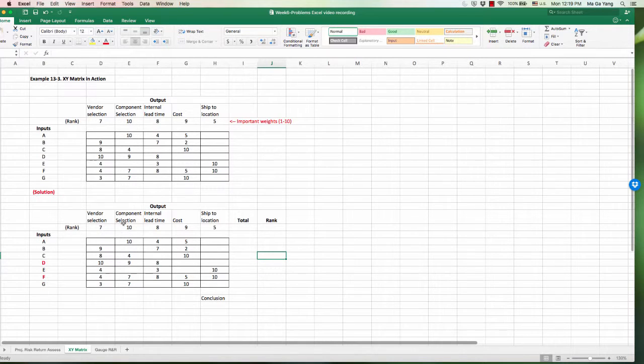This example shows a matrix for a service process. On the left, you have inputs A through G, which is 7 different inputs, and their associated correlations with 5 different outputs, such as vendor selection, component selection, all the way to ship to location. Also, you can note that each of the outputs is provided an importance weight, for example between 1 and 10. Component selection is the most important output, while the ship to location is the least important output.